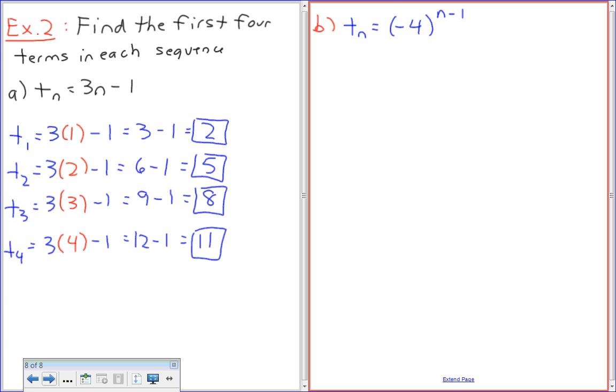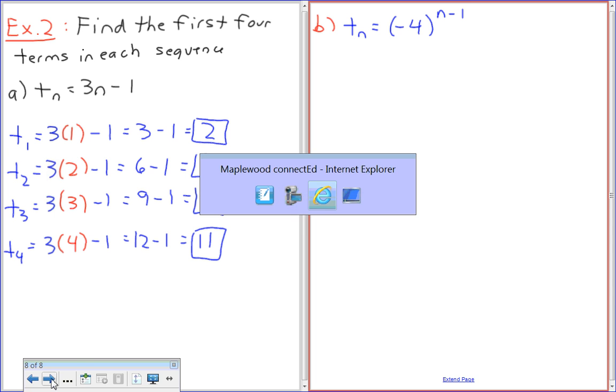All right, Tn equals -4 to the n minus 1. So I'd like you guys here to be careful with this. Take the next 30 seconds of your lives. Some of the values, make sure you get nice answers. It's been a while since we've done exponents.